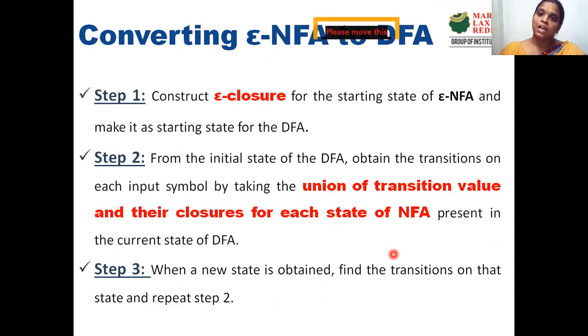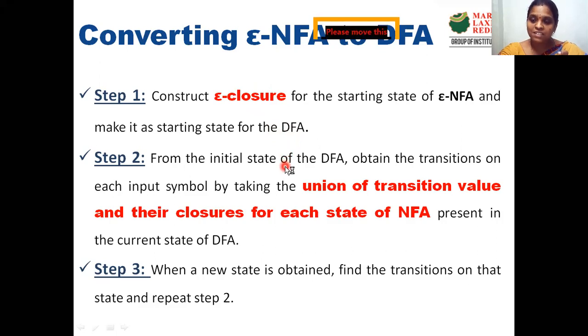Now coming into the conversion process, first of all, as we already discussed, we are going to construct the epsilon closure for the starting state of the NFA. As we said earlier, an NFA moving upon epsilons has several alternatives, whereas a DFA should be deterministic. It should move on a single state. So we'll construct the epsilon closure for the starting state of the NFA and make it the initial state of the DFA.